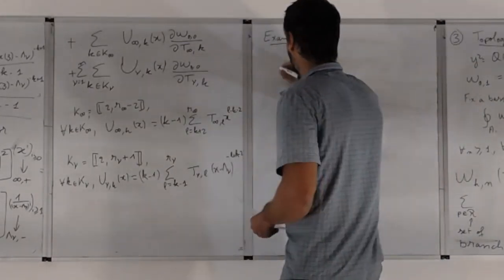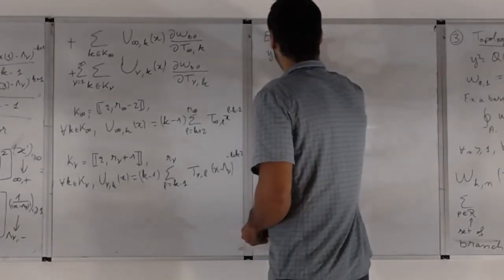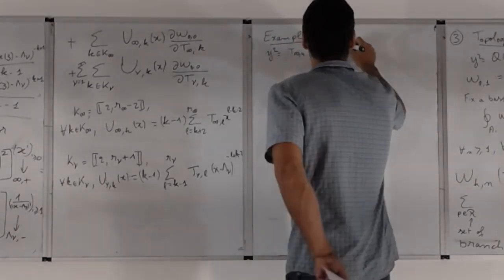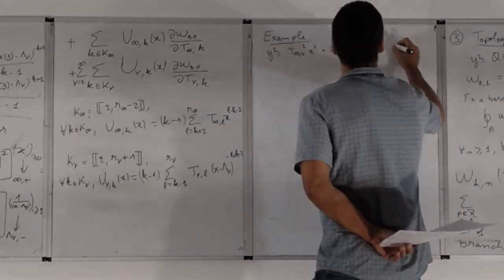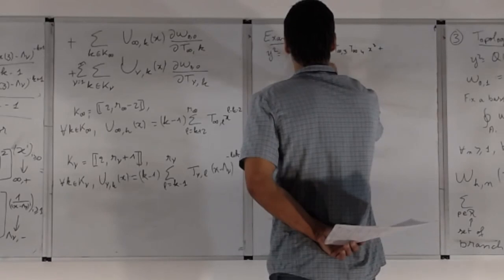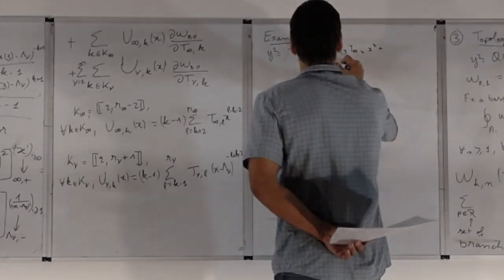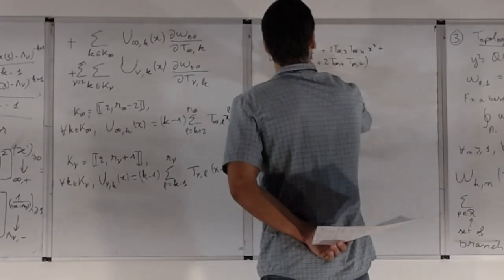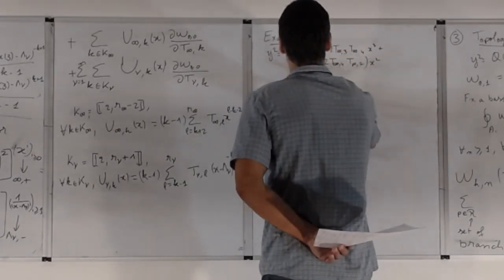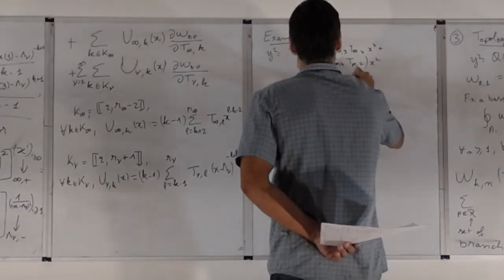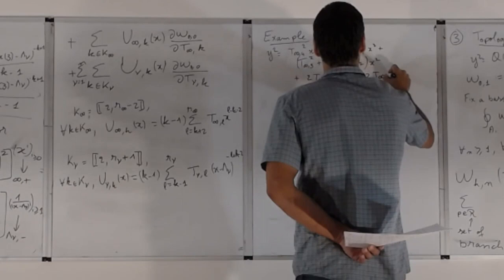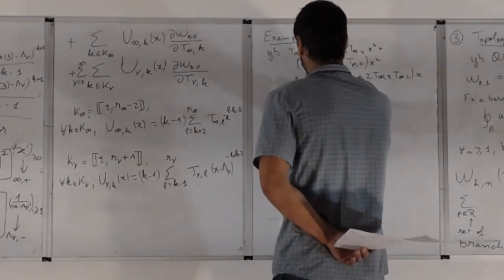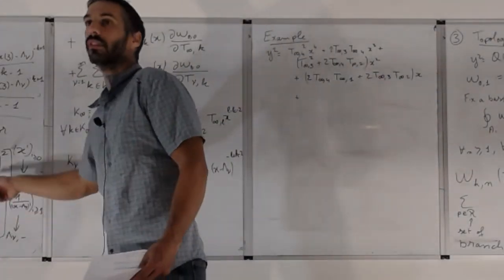So we had this: y square is equal to t_infinity 4 square x^4 plus 2 times t_infinity 3 t_infinity 4 x cube plus t_infinity 3 square plus 2 times t_infinity 4 t_infinity 2 times x square plus 2 times t_infinity 4 t_infinity 1 plus 2 times t_infinity 3 t_infinity 2 times x. All of this comes from just this part of the formula.